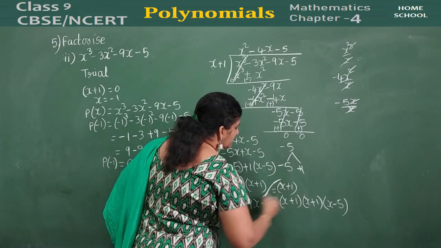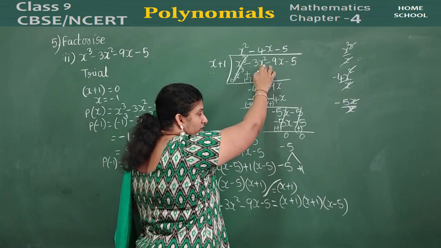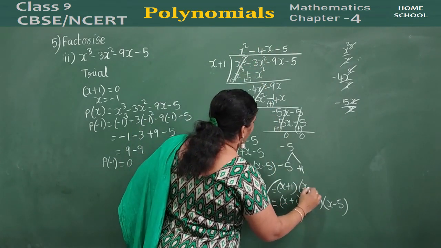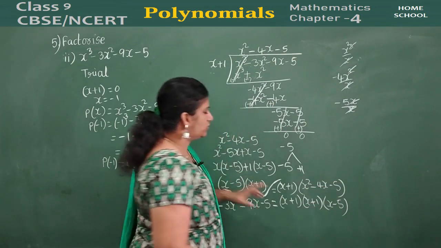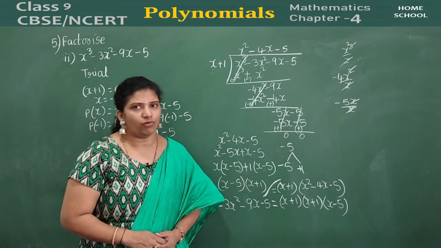See here children, I am going to do like this. First, I got x plus 1 is a factor. Then with this, if I divide the cubic polynomial, I got this equation, right? This polynomial. So that if I factorize, I am going to get 2 more factors. This is the way we factorize a polynomial.